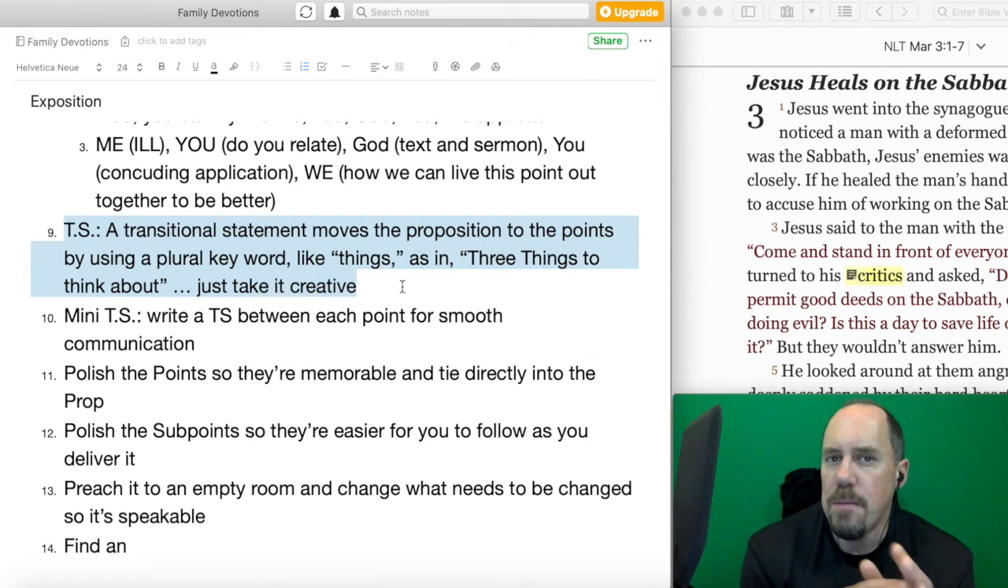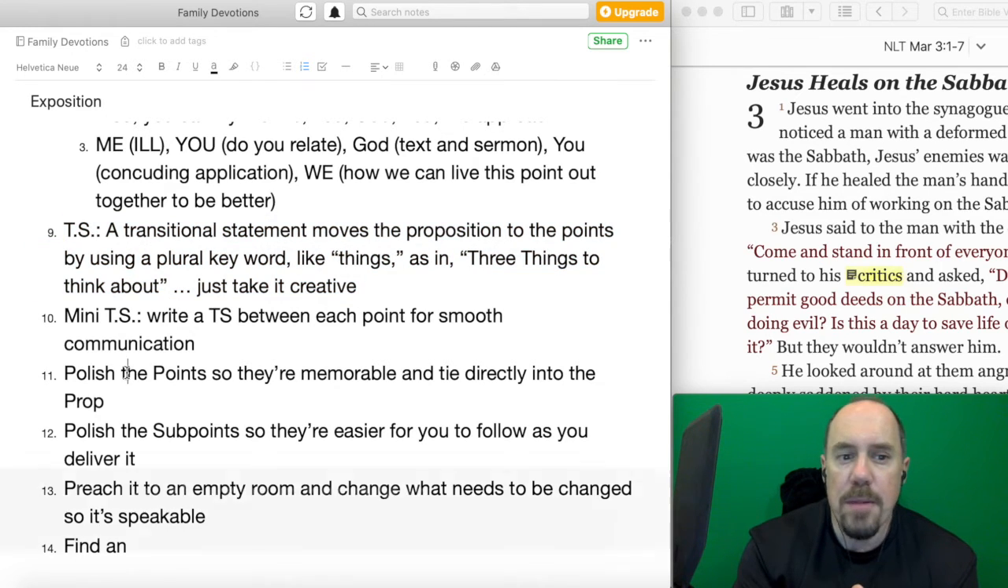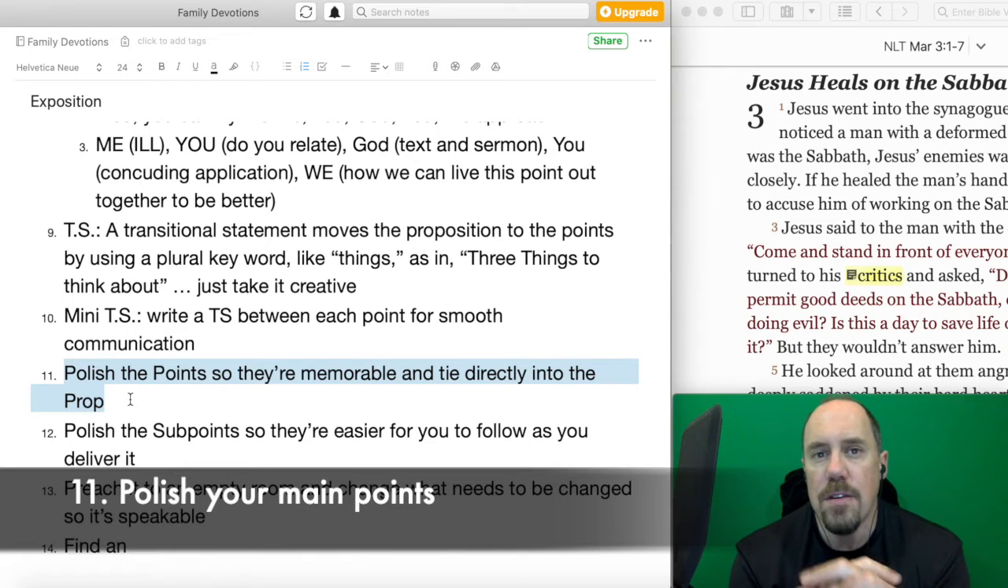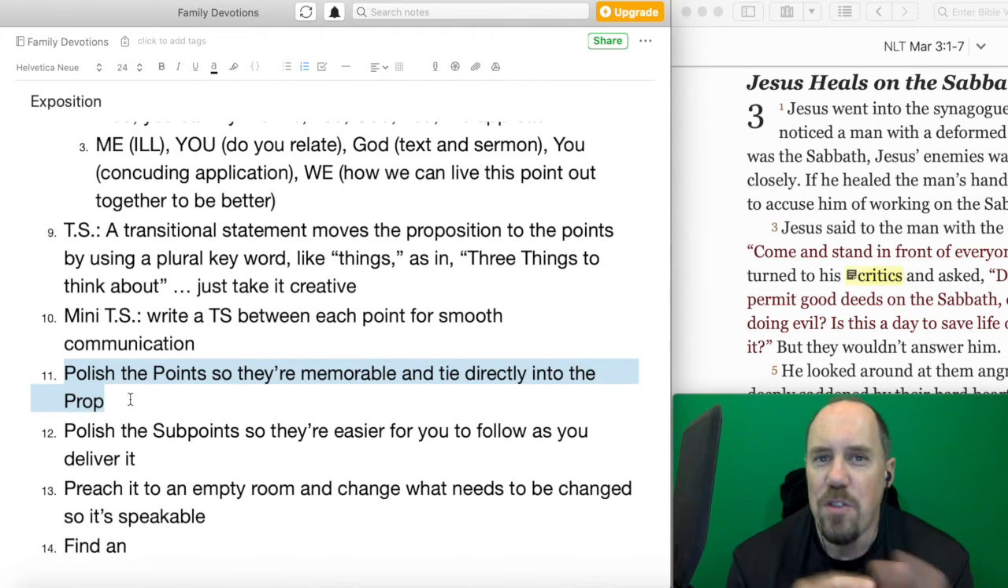Transitional statements to make it sound like it's flowing a lot better, even though you've got 3 or 4 points, just put some transitional statements between your main points. Then polish the points. So you're not done yet. You've got your 3 points, but they probably suck. They probably don't sound very good. So you go back to your 3 main points, and then you dress them up a little bit.